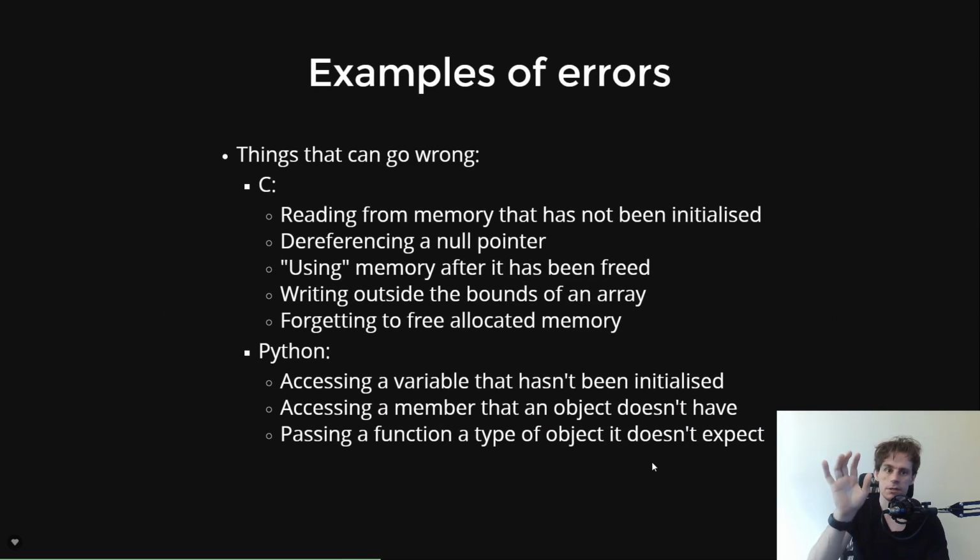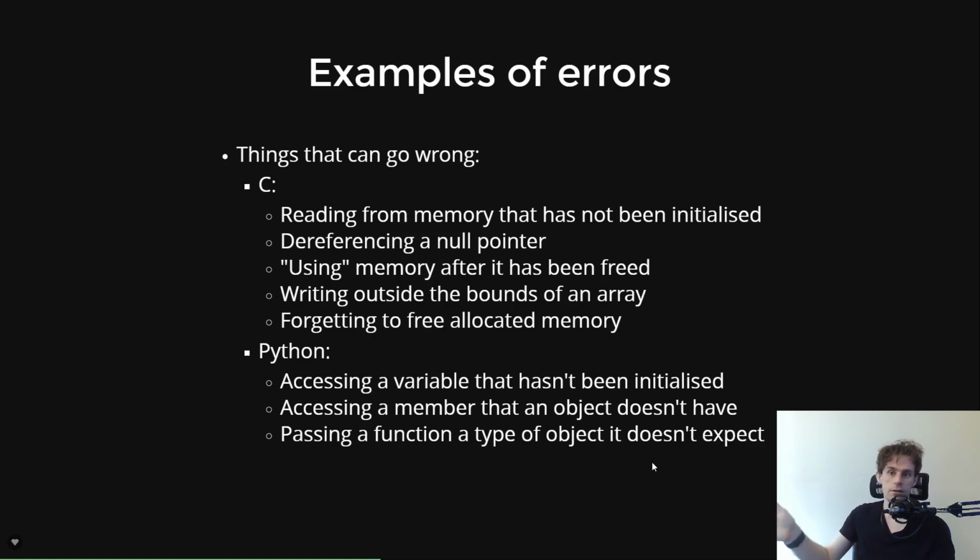But let's actually get into the types of errors, because that's really what I want to talk about today. So what kinds of things can go wrong in these different languages? What are things that can go wrong in C that are very hard to prevent and make sure your software is safe? Well, there's reading from memory that's not been initialized, dereferencing a null pointer, using memory that's been freed, writing outside the bounds of an array, and forgetting to free allocated memory, like a memory leak, right? All of these can introduce bugs and create some strange things.